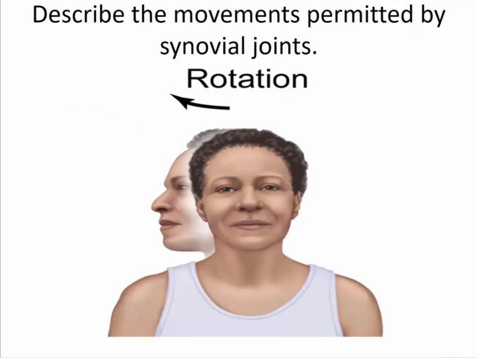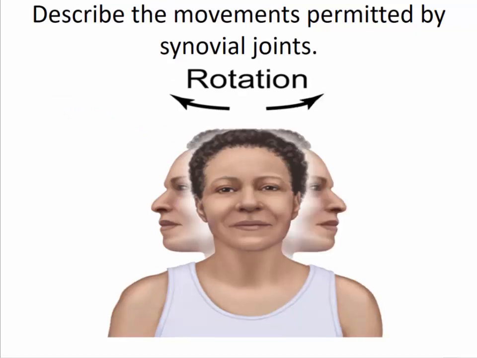Another motion would be rotation. So in this case, the person is rotating their head to the right, now to the left. Another term for this rotation is sometimes called pivoting. But this is a rotational movement where you're pivoting around a particular axis.